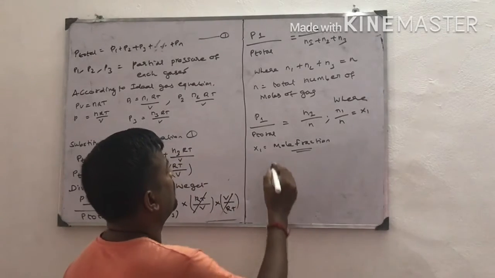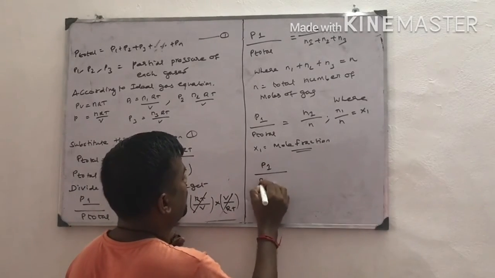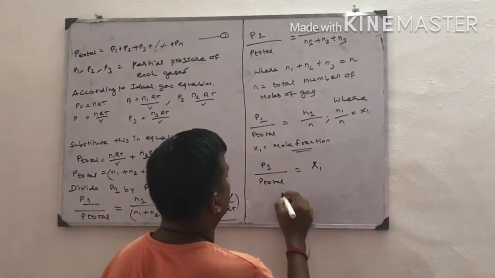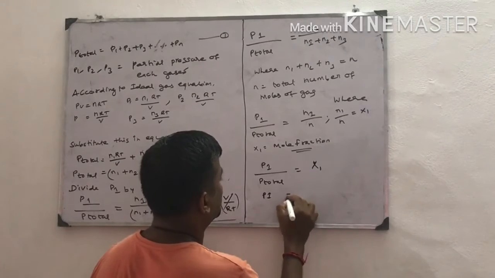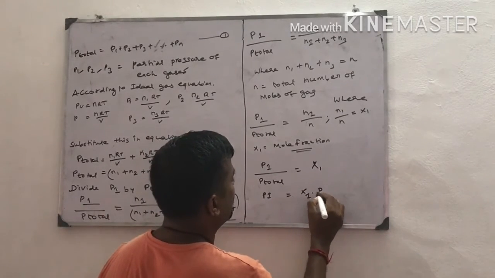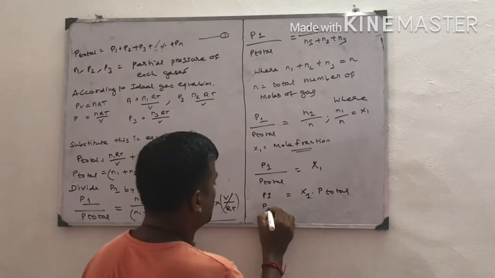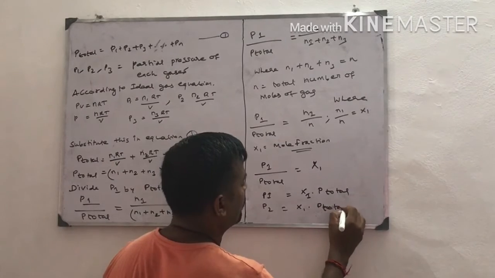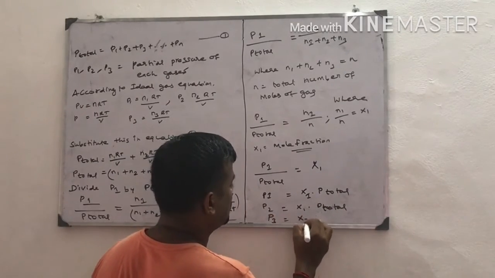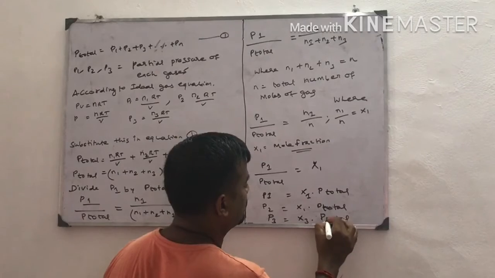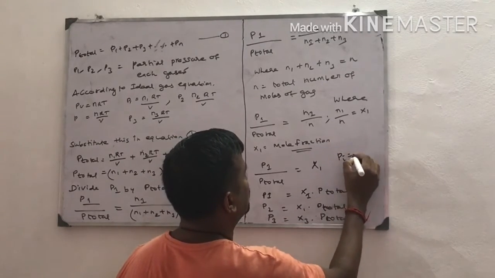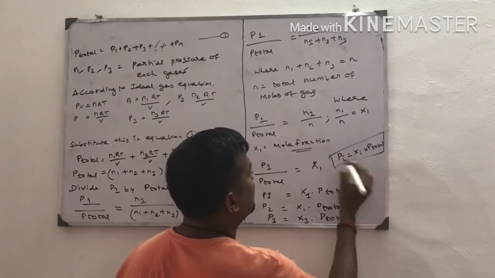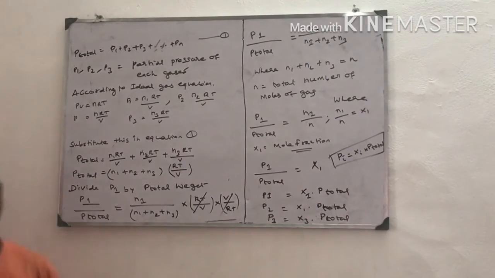Okay, this we have to substitute here. P1 by P total is equal to X1 instead of N1 by N. P1 is equal to X1 into P total, by cross multiplying. P2 is equal to X2 into P total, and P3 is equal to X3 into P total. Therefore, Pi is equal to Xi into P total. This is the final equation from Dalton's law of partial pressure.